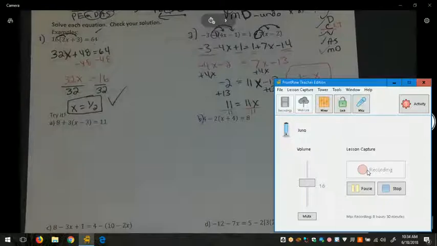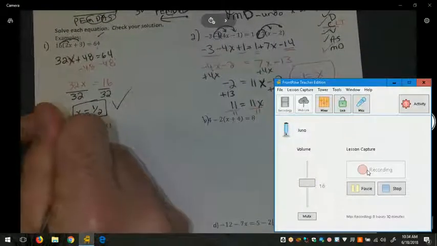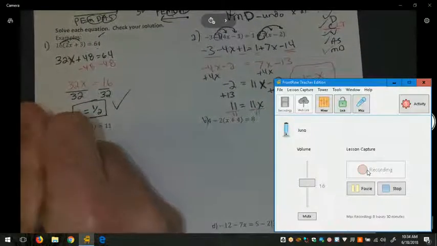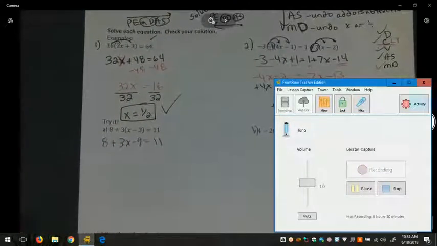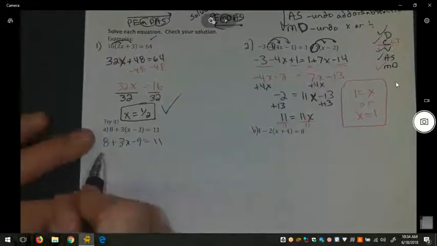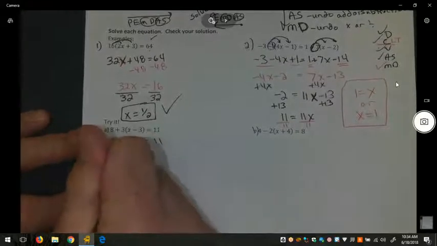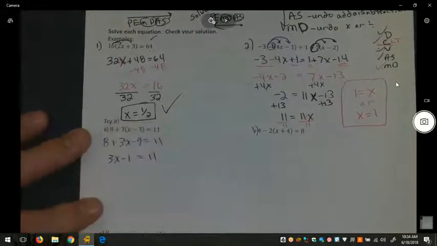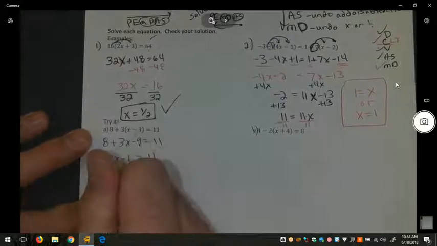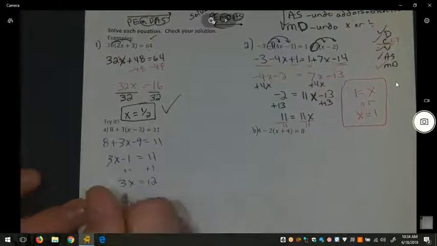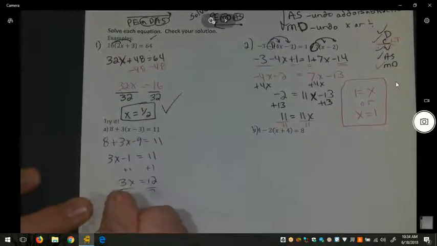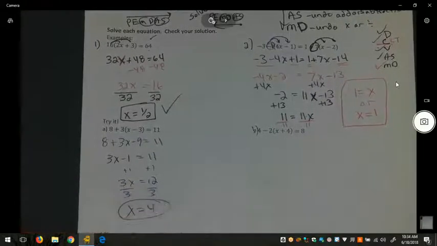Try it A. The very first step is to distribute, giving us 3x minus 9. Next, we combine like terms. This gives us 3x minus 1 equals 11. Next, we add 1 to both sides, giving us 3x equals 12. To solve for x, we undo multiplication by dividing, getting x equals 4.